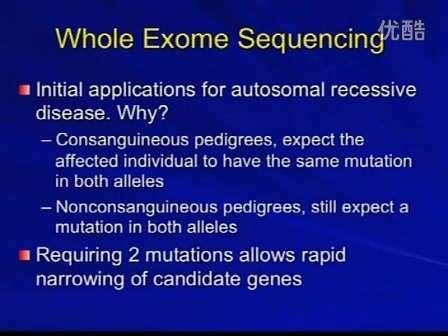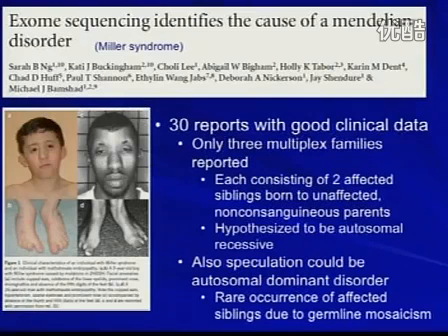It really, as you'll see, allows you to narrow down the number of candidate genes very, very quickly. Okay, so here's the first one that we're going to do. This is called Miller syndrome. For those of you who are interested, these are two individuals, different races, that both have Miller syndrome.